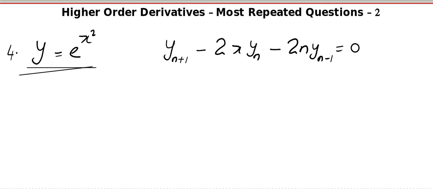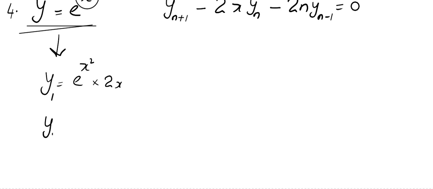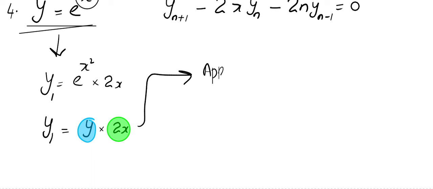So y is equal to e power something times the derivative of that something part will be 2x. That is y1 is equal to, the given question popped up, so let's call it y into 2x. Now that's it. Let's give some colors and let's write applying Leibniz theorem n times. I'm 90% confident that we'll get the answer. Let's give it a try.